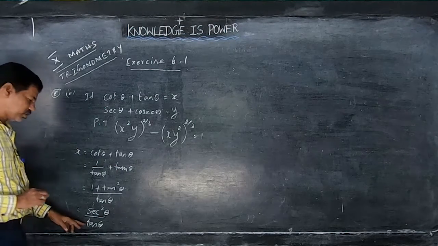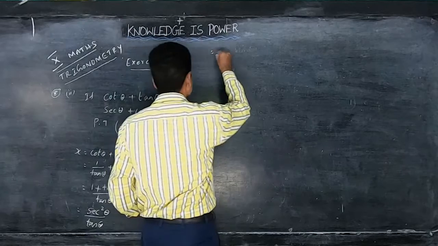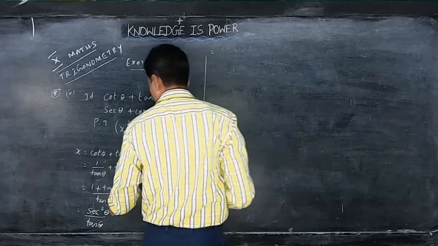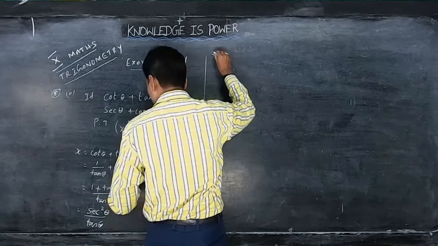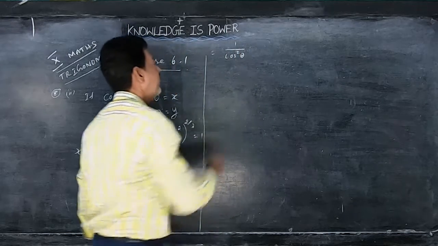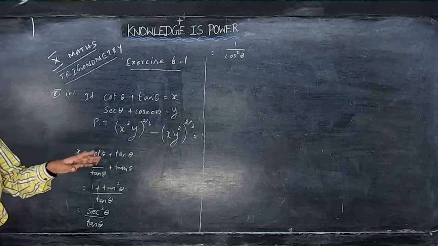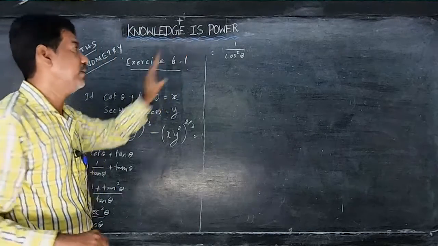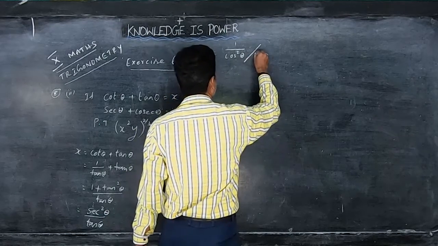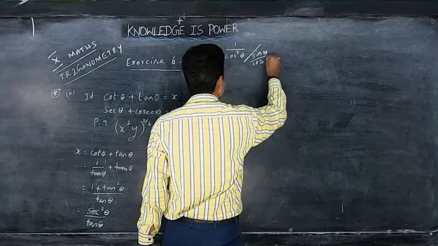Okay. So after this concept I am explaining, it is a little bit of a big sum. Secant square theta, what can we write? 1 by cos square theta. Secant square theta can be written as 1 by cos square theta divided by tan theta. What can we write for tan theta? sin by cos. Sin theta by cos theta.